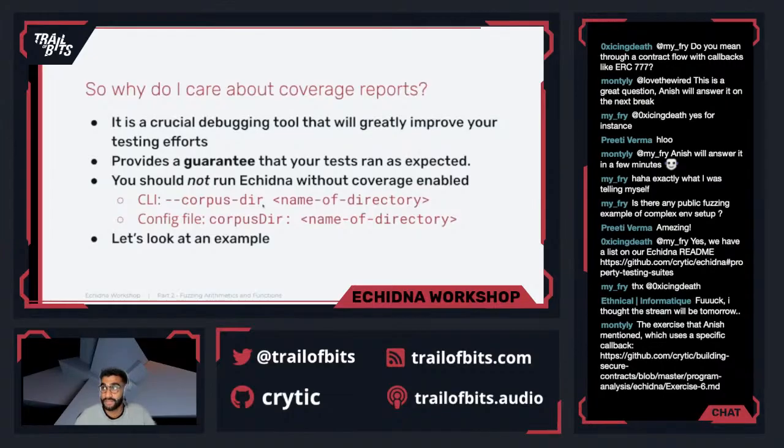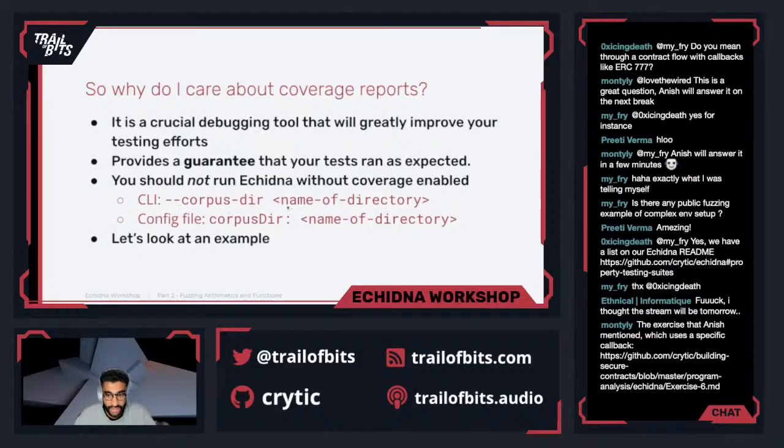It also provides you a guarantee as to what parts of the code were covered. So if you're fuzzing a function, the hope is that by the time Echidna finishes running, you have tested every single line in that function and every possible conditional or branch that function takes. That would be considered full coverage of that function. So how do you run Echidna with coverage? If you're using the CLI, you have to provide a directory for the reports to show up.